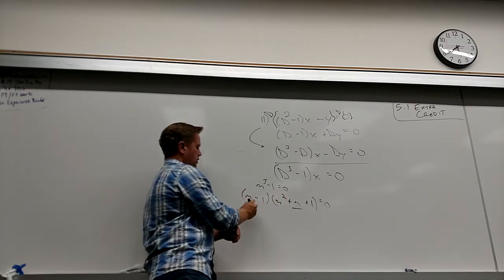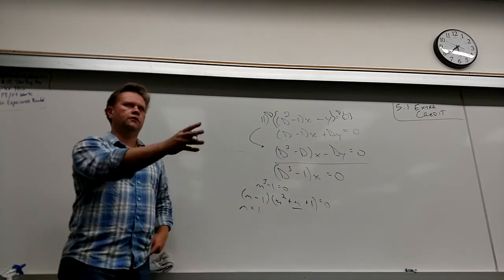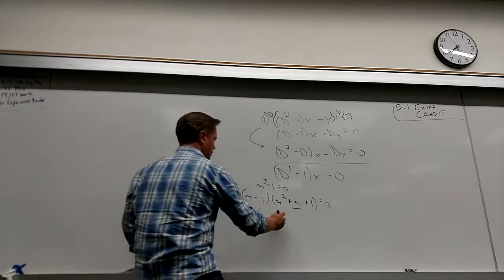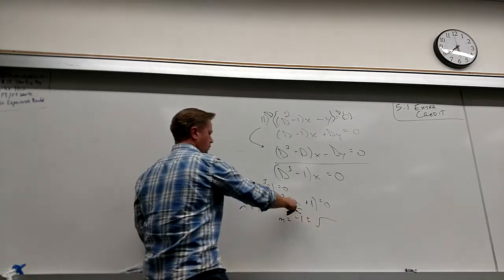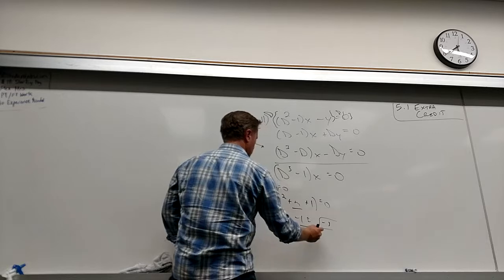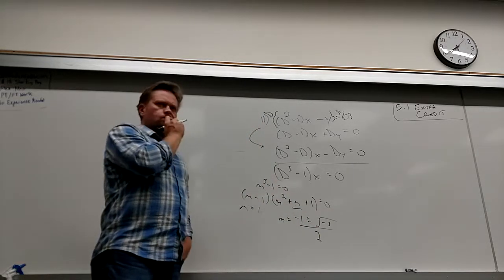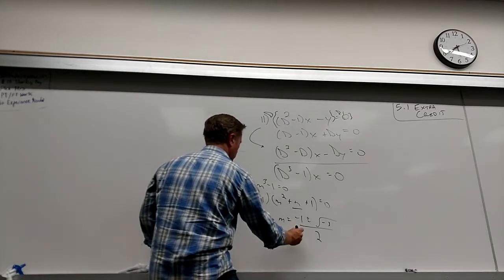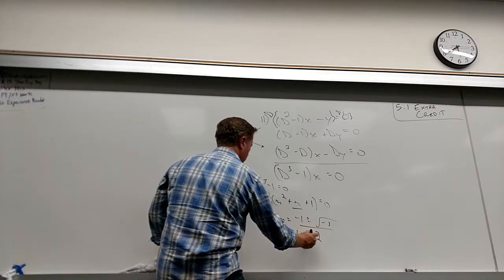Here I get m equals 1. Here I have to use, what do I have to use? Quadratic. So I get negative b plus or minus the square root of 1 squared minus 4, so I get negative 3 there. Is that right? So I get negative 1/2 plus or minus i radical 3 over 2.